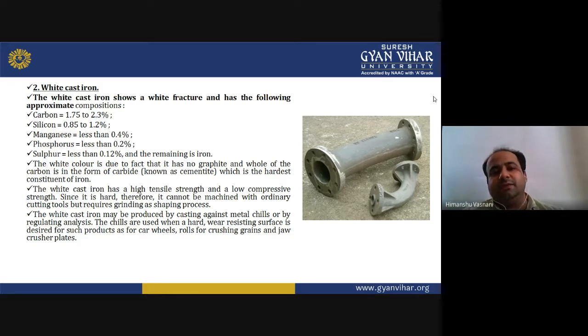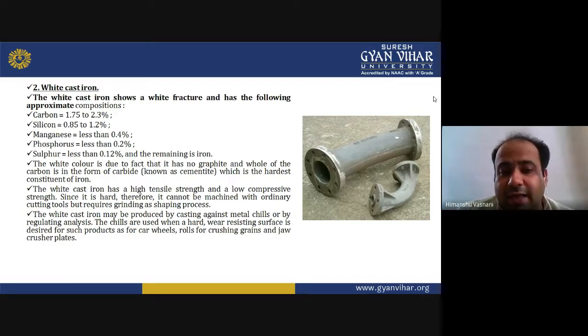As the name says, the white color is due to the fact that it has no graphite and the whole of the carbon is in the form of carbide, that is known as cementite, which is the hardest constituent of iron. Now this is a very good feature of white cast iron. It has no graphite and all of the carbon is in the form of carbide.